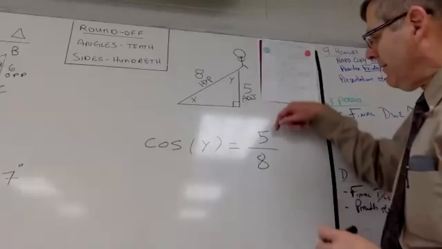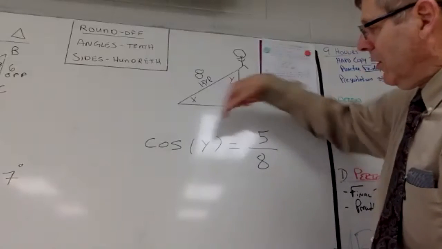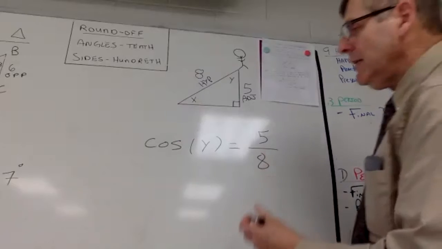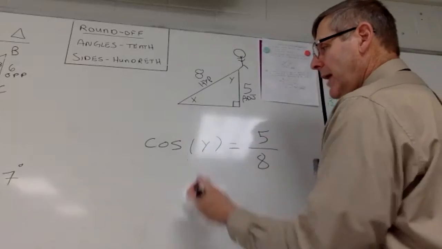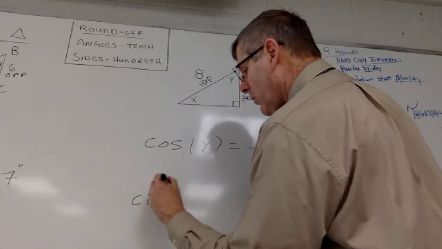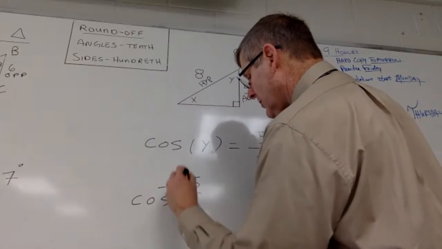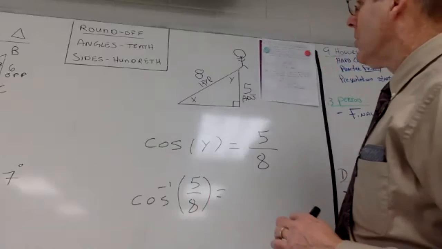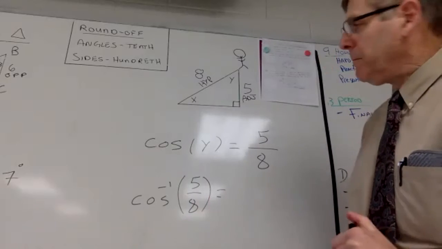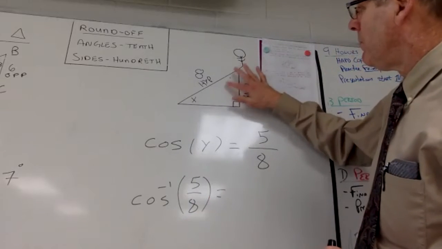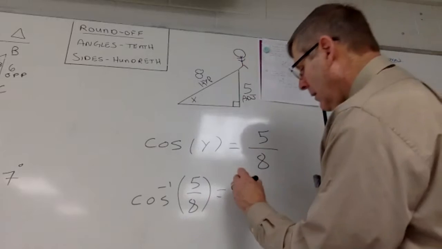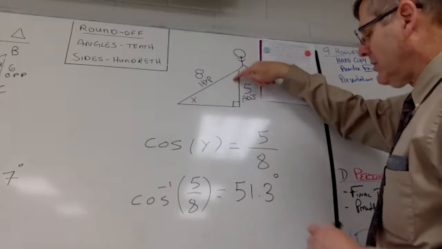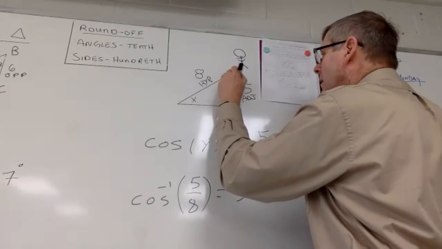Yeah, 5 over 8. Now, instead of the variable or unknown being over here, what I'm trying to find out is over here, and I know both of these. Well, that's okay, that's easy to do. If you know the ratio and you're trying to find the angle, go through the factory backwards. Take the cosine inverse of 5 over 8, and it'll give you the angle. So go ahead and do that real quick. What is the cosine inverse of 5 over 8? 51.317. 51.3 degrees. Yeah.